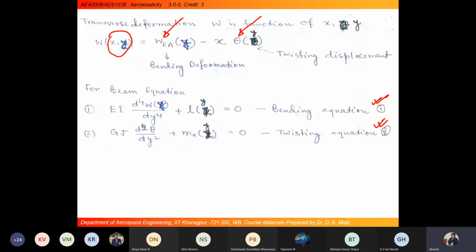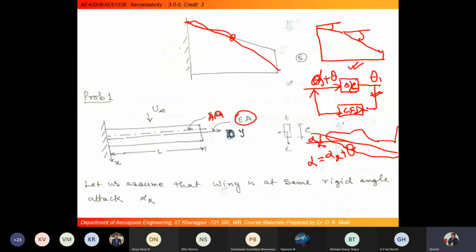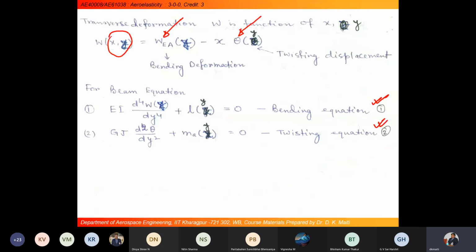Because with the finite wing, when load is acting through the aerodynamic center, that will create a moment about the elastic axis. If you look here, whatever elastic axis we have taken, it will be rotating about this. In addition to the bending deflection, it will also be rotating about the elastic axis. So that way we have to subtract this W EA minus x into theta y.